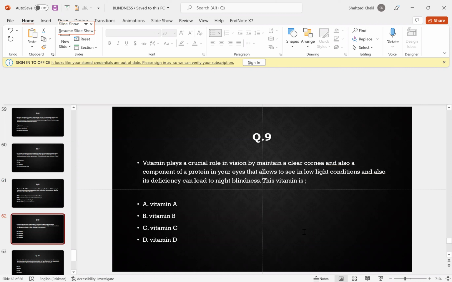Vitamin plays a crucial role in vision by making a clear cornea and is also a component of protein in your eye that allows you to see in low light conditions, and its deficiency can lead to night blindness. This vitamin is vitamin A, vitamin B, vitamin C, or vitamin D? A. Yes, A is the correct answer.